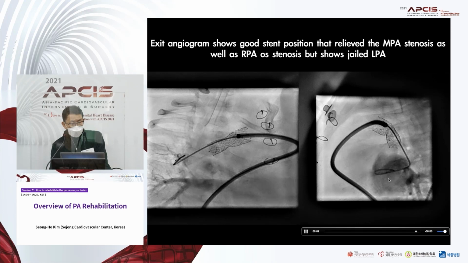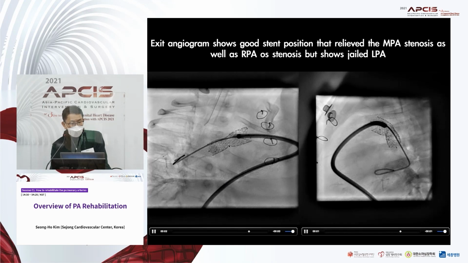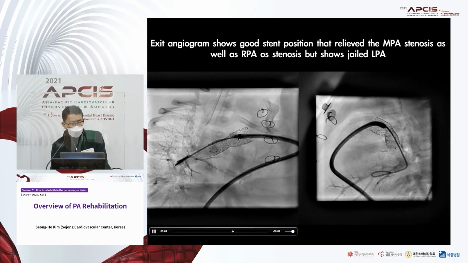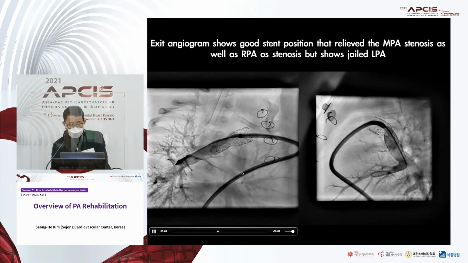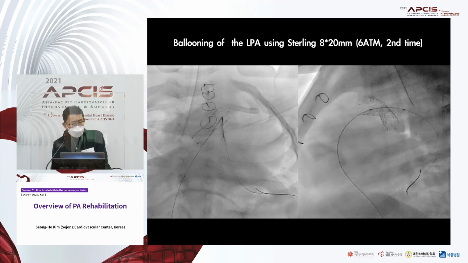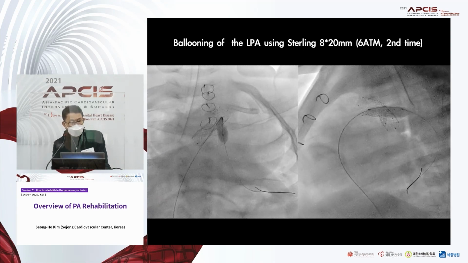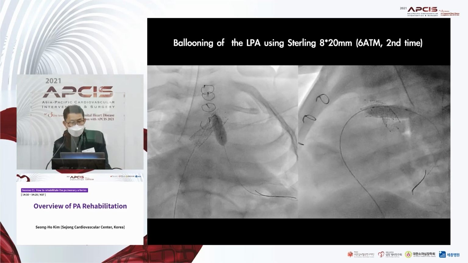The angio shows the markedly enlarged right pulmonary artery and the MPA. However, it jailed the left pulmonary artery. So I select the left pulmonary artery and use balloon dilatation to make a hole to the left pulmonary artery.